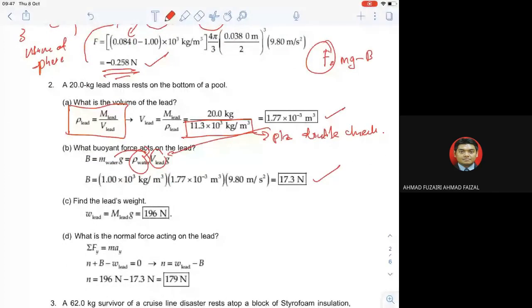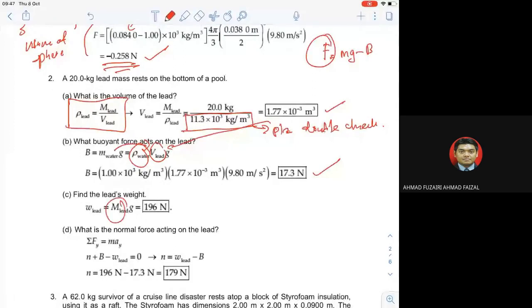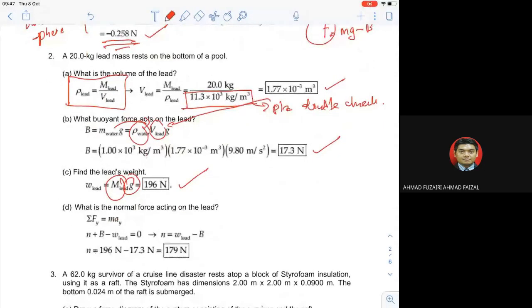So find the lead's weight. Weight of the lead. So m lead kali dengan g lah, biasalah, 196 Newton. What is the normal force acting on the lead? So jawapan dia, normal force tadi kita ambil lah N tambah B sebab dua-duanya ke atas tolak dengan W, which is dapat jawapan dia 179.2. Sebab apa dia? Cerita dia sebab lead tu duduk di sebelah bawah, submerge, okay, rest on the bottom of the pool. Okay, so yang ada dekat sini mestilah normal, ada buoyancy dan ada W.